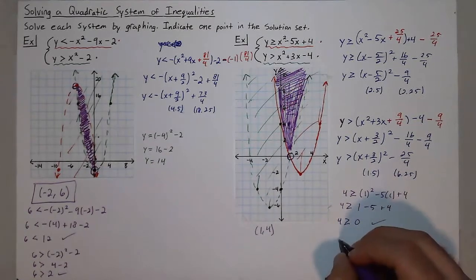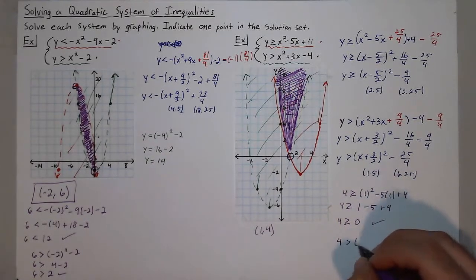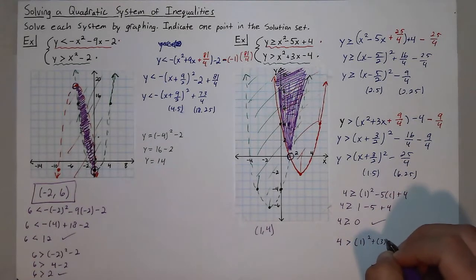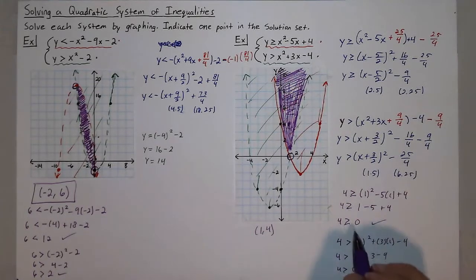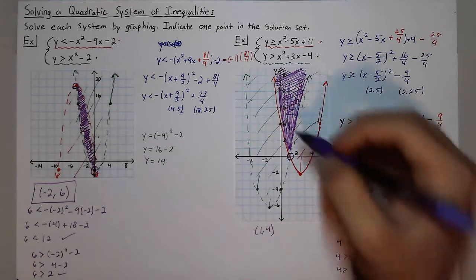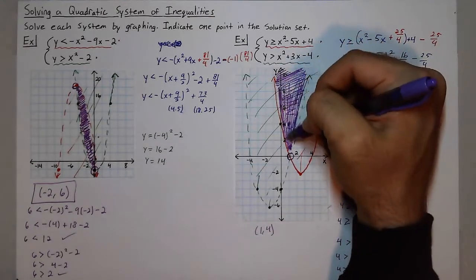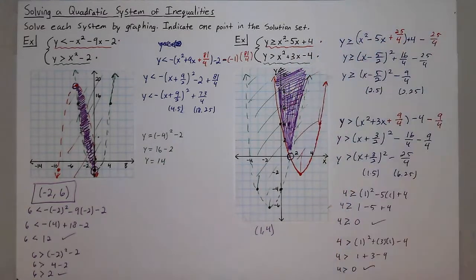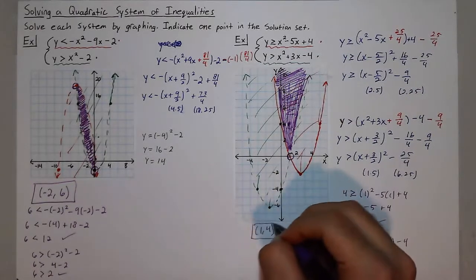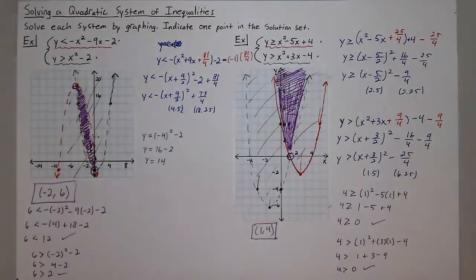And then I can also plug into the other equation. So 4 is strictly greater than 1 squared plus 3 times 1 minus 4, which also would give me 0, because I get 1 plus 3 minus 4. So 4 is definitely greater than 0. So now you're wondering, here's equal to, there, or strictly greater than. So along this red line, those are all solutions as well, while along this green dashed line, those are not solutions. So you can consider that when you think about your feasible points that could solve this system of inequalities. And that is how you solve a quadratic system of inequalities.